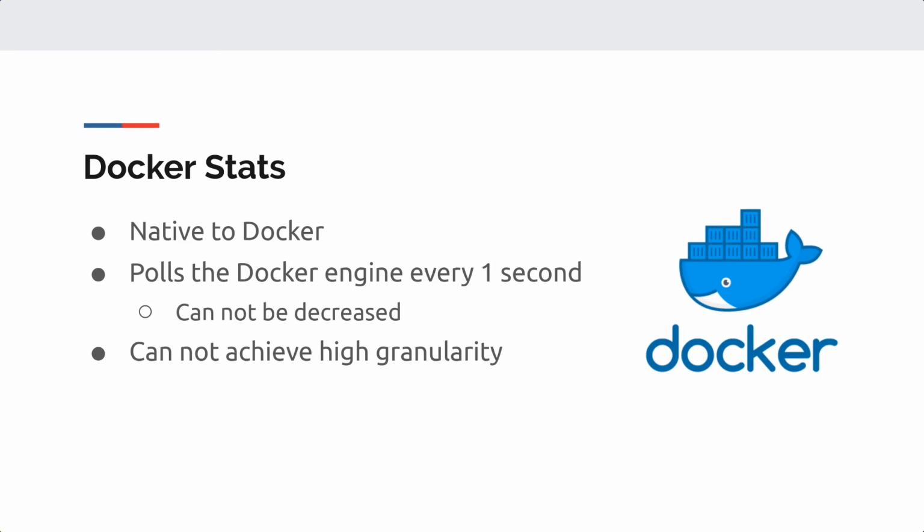Docker Stats was the first tool we examined. Docker Stats is a monitoring tool native to Docker, and it polls Docker every 1 second with this fixed time interval that cannot be decremented. Due to this unmodifiable, lengthy polling interval, high granularity is not achievable, and this tool did not meet our needs.